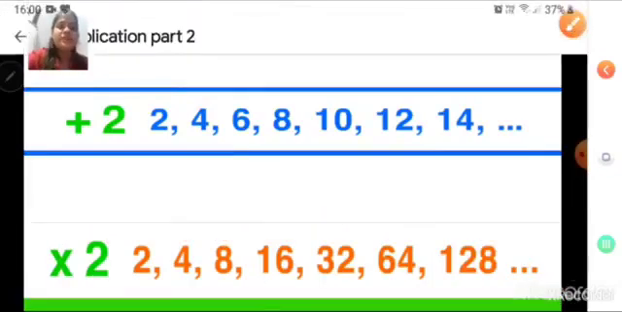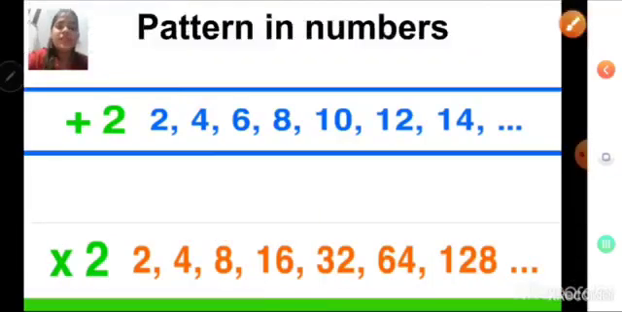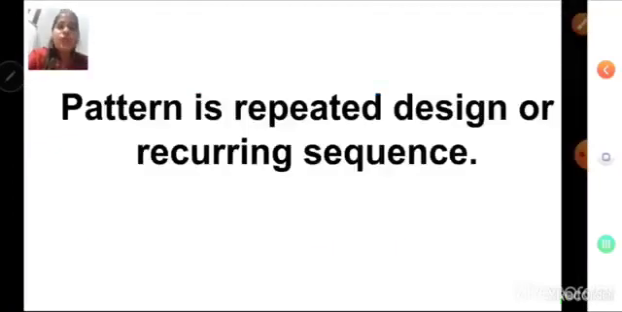So like this we can see a pattern in numbers. Children, what is pattern? Pattern is simply a repeated design or recurring sequence. So children, our next topic after multiplication fact is patterns. Okay, patterns in multiplication tables. We have to find out the different multiplication patterns in the given table.